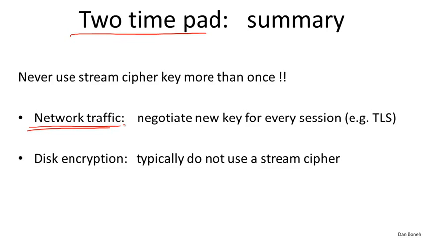And then for disk encryption, typically you would not use a stream cipher because as changes are made to the file, you would be leaking information about the contents of the file. Okay, so that concludes our brief discussion of the two-time pad.